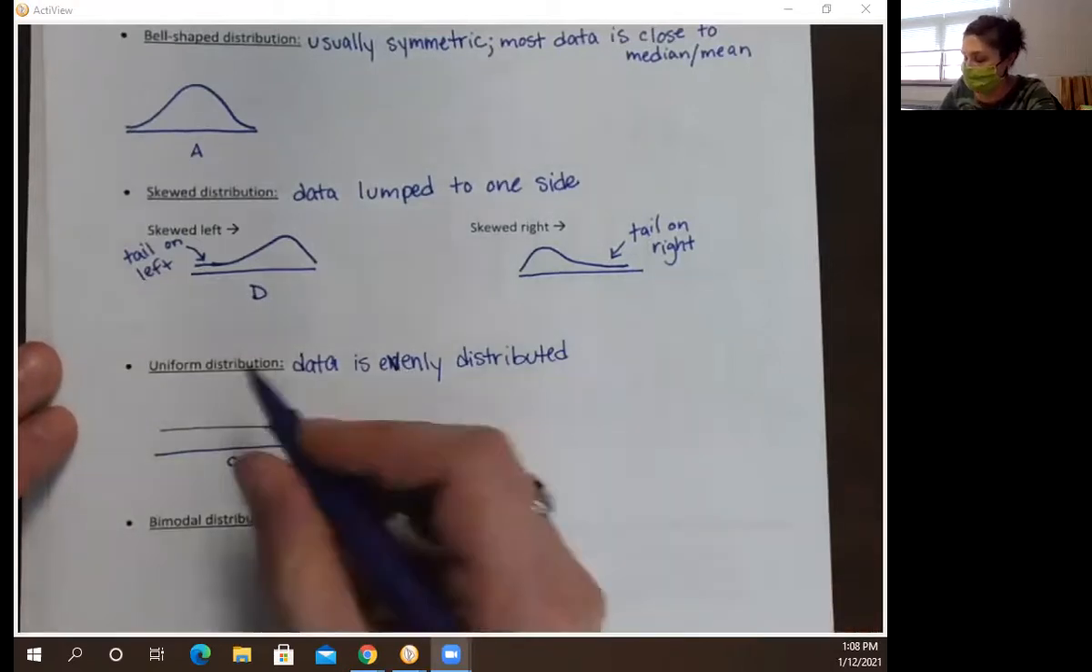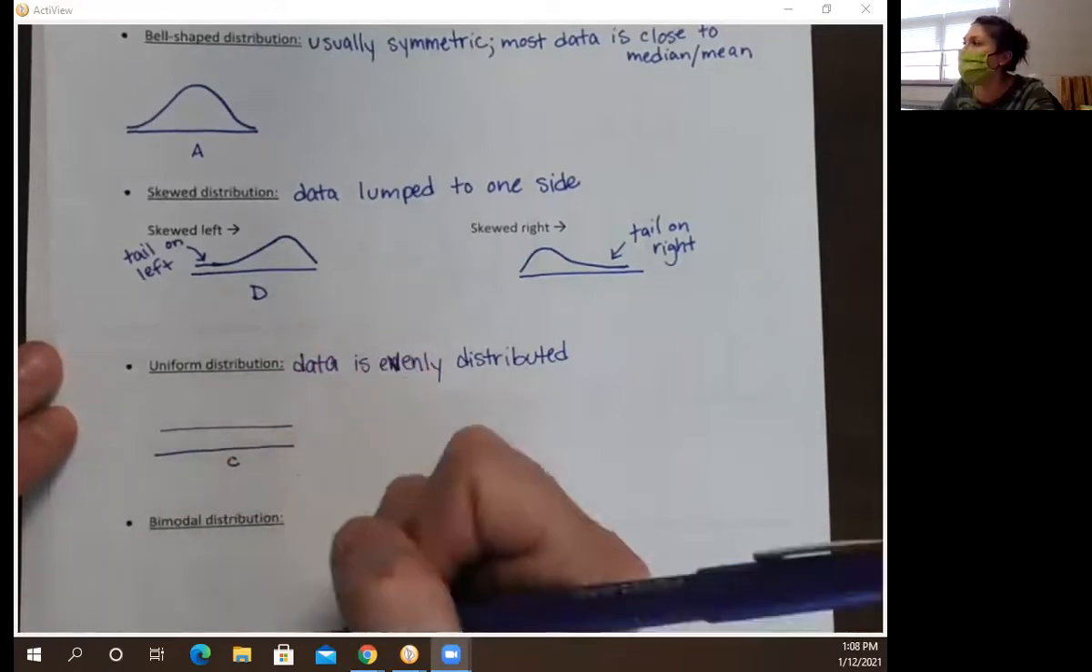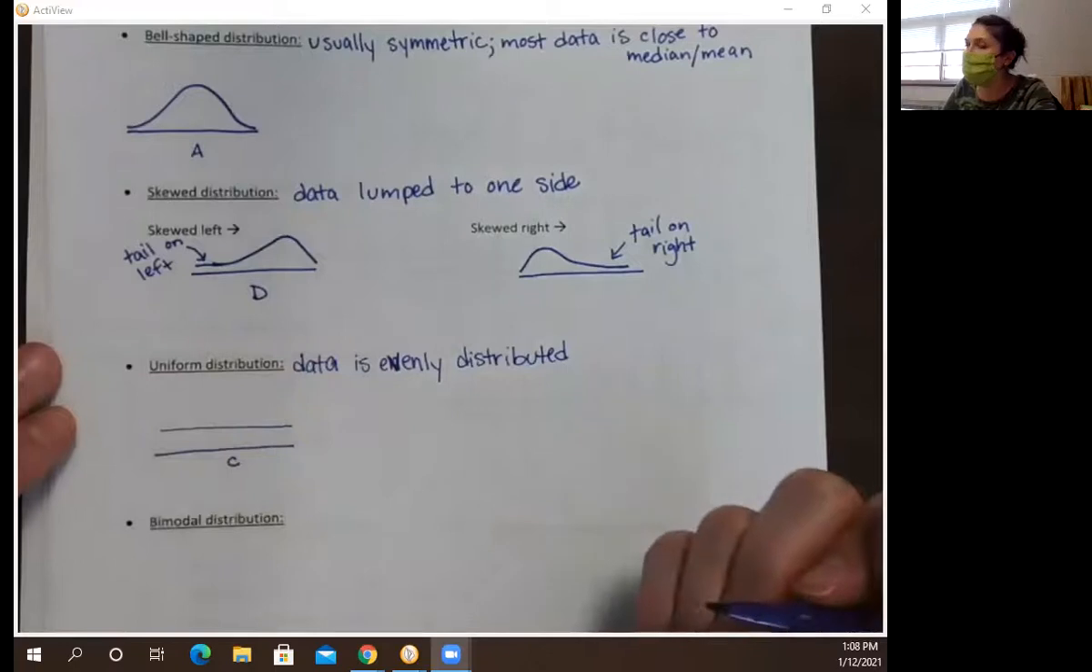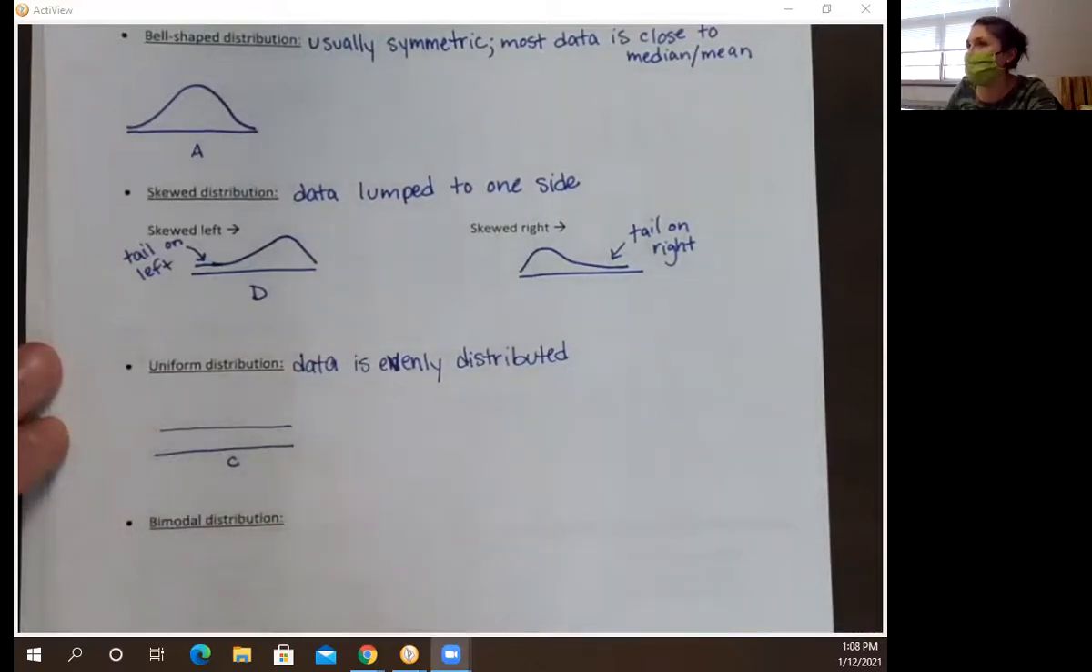If I've got something that's way bigger than everywhere else or way smaller than everywhere else, then I may not call it a uniform distribution. But if generally I've got the same values for everything, the same amount for each number, then that's uniform.